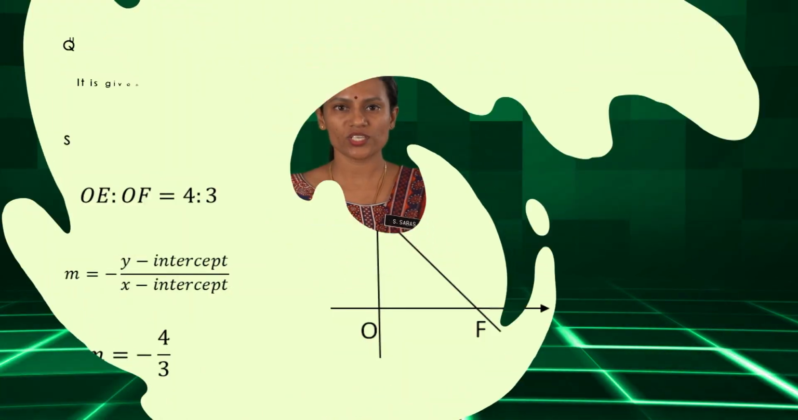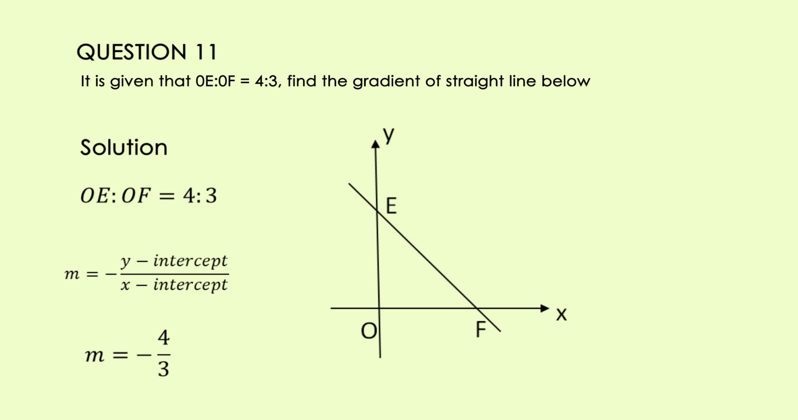Alright, another question for you. Question 11. It is given that OE to OF equals 4 over 3. Find the gradient of the straight line below. Come, do this first. Right? Let's check your answers. By substituting both points into the formula, the gradient of the straight line would be negative 4 over 3. Well done!